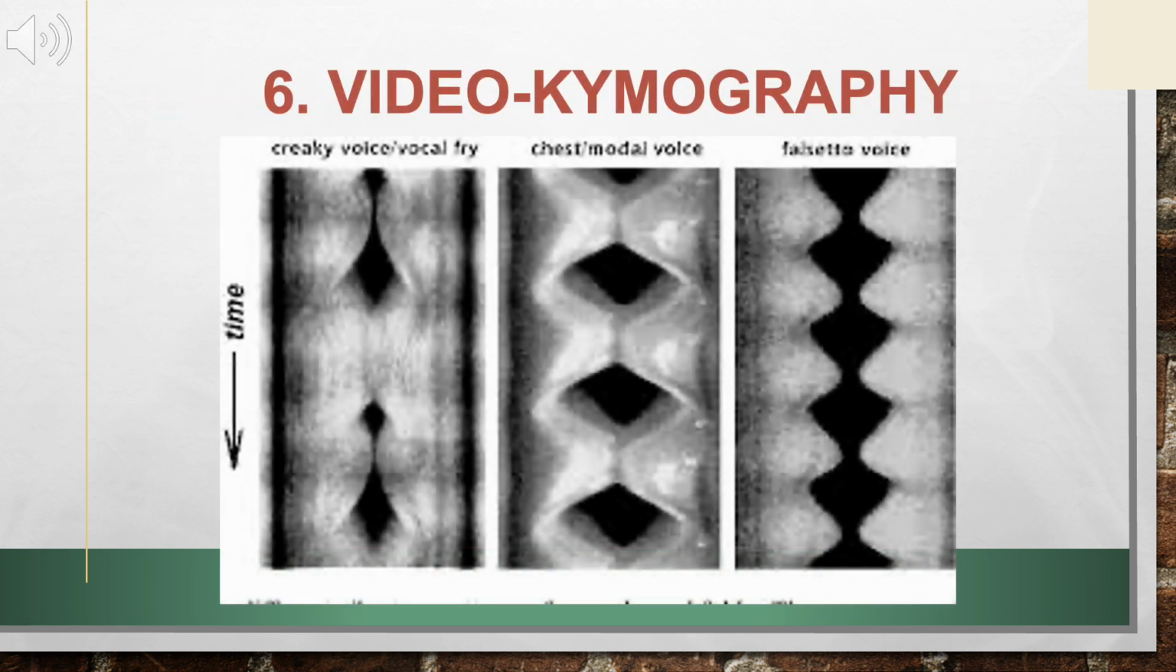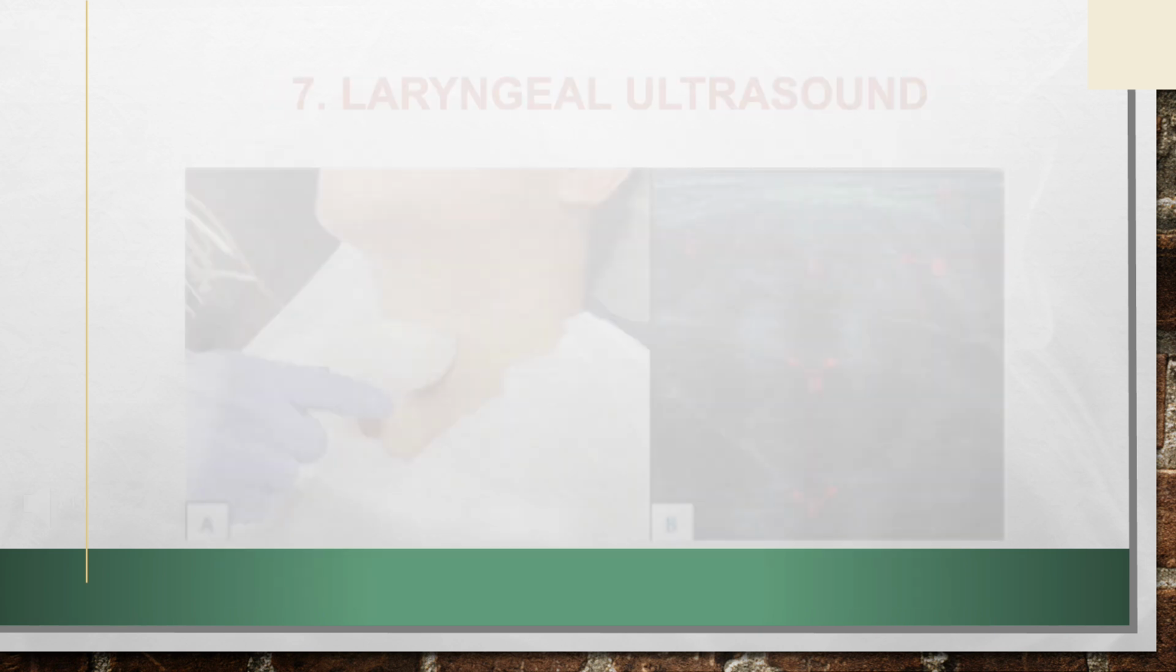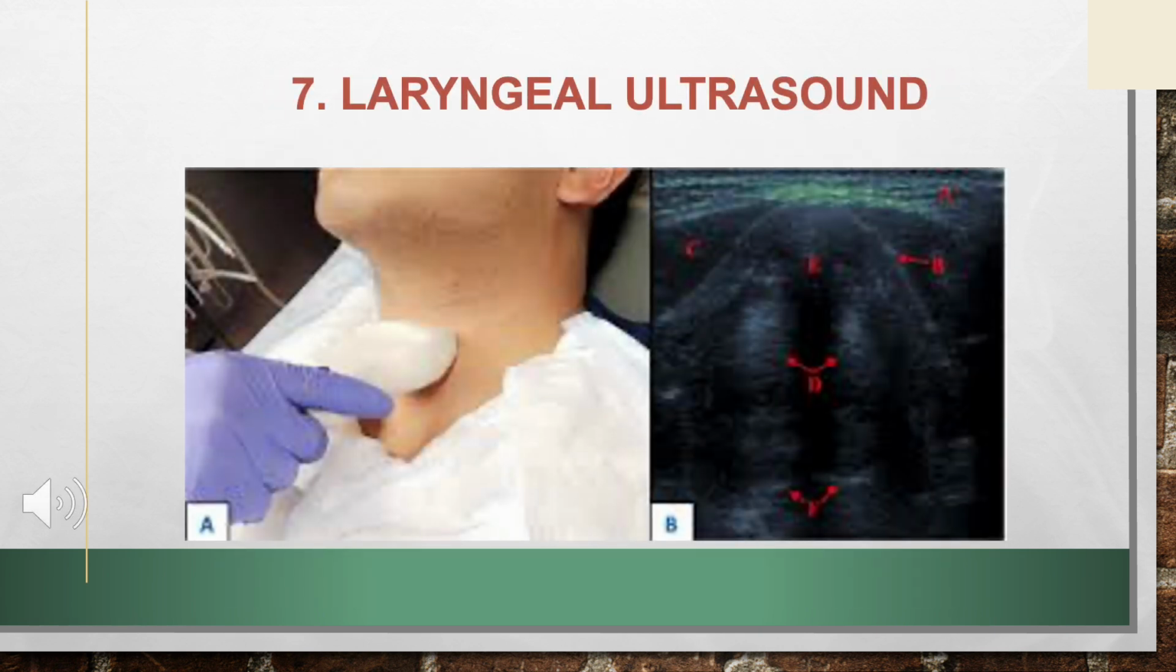6. Videokymography. High-speed imaging technique focusing on a single line of the vocal folds. Allows detection of asymmetries or irregular vibrations. Rarely used in clinical settings. 7. Laryngeal ultrasound. Non-invasive, but limited in visualizing deeper laryngeal structures. Primarily used in pediatrics or for surface-level soft tissue evaluation.